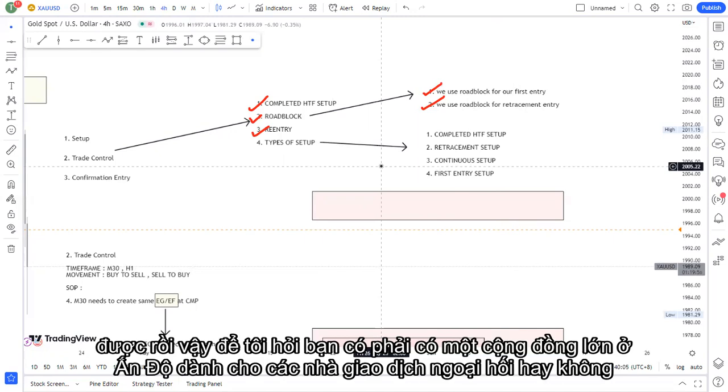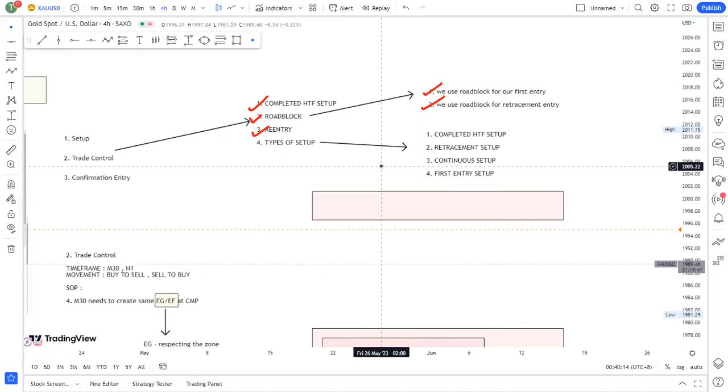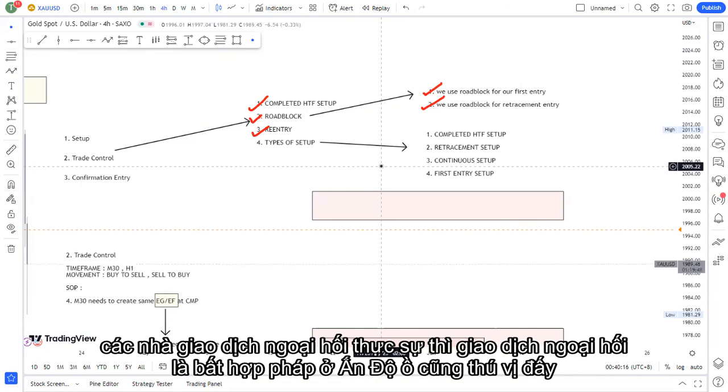I see. So let me ask you: is there a big community of forex traders in India? Actually, forex trading is illegal in India. Oh, same goes for Malaysia.